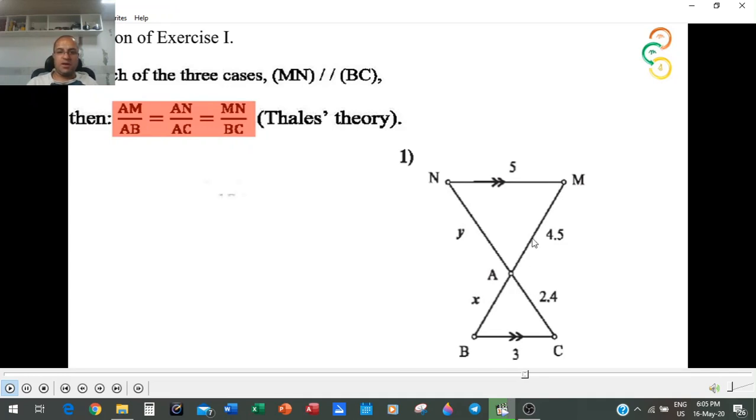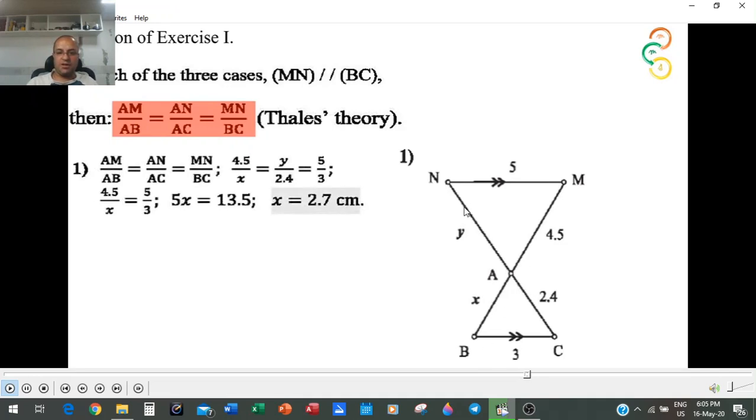In part 1, AM over AB equals AN over AC equals MN over BC. Okay, what do we have here? AM over AB, we start replacing them. AM is equal to 4.5 over AB, which is X, AN is equal to Y over AC, 2.4, MN is equal to 5 over BC, which is equal to 3.